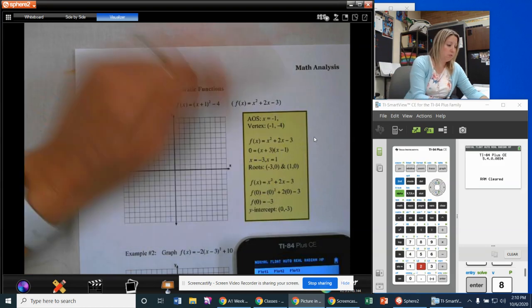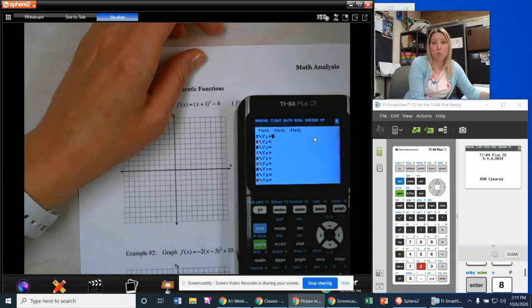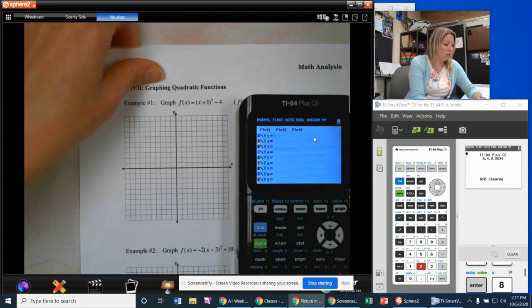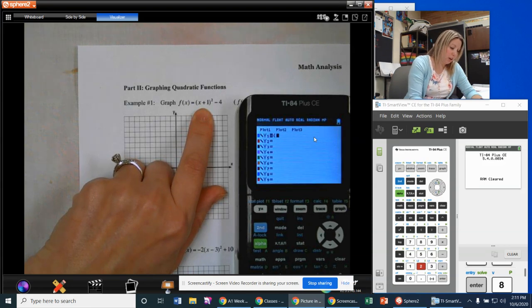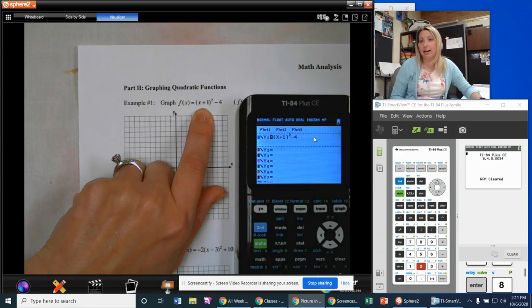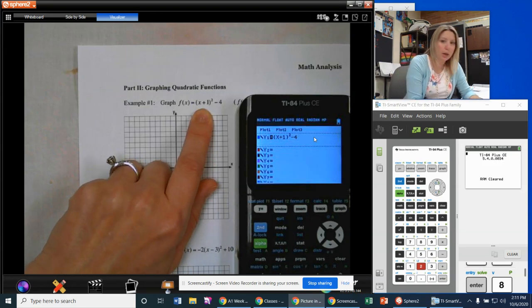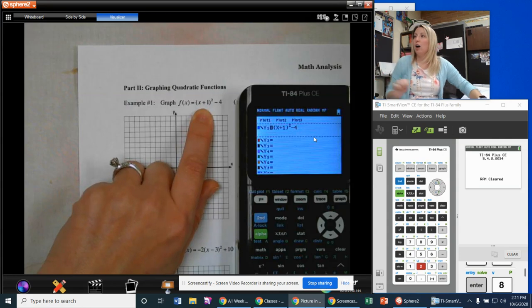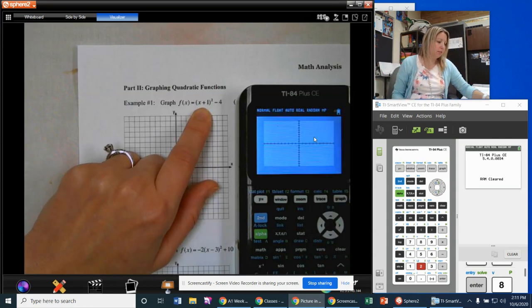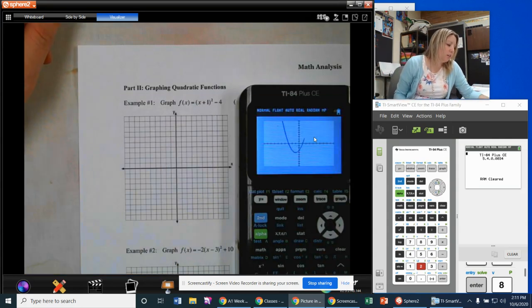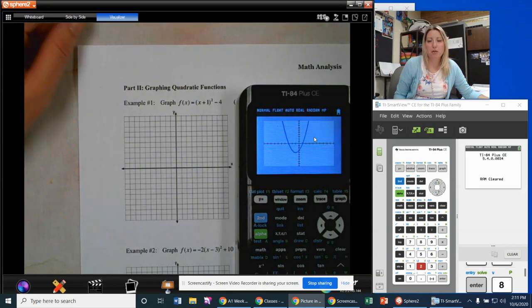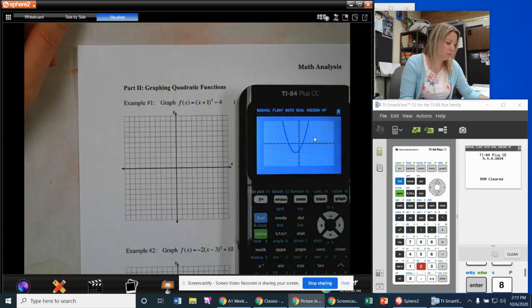You use this guy, press y equals, and plug the equation in. So I'm going to do this equation right here: (x plus 1) in parentheses squared minus 4. Got it. Okay. Let's press graph to see it. Oh, prettiest parabola in the world. Yeah, maybe not the whole world, but pretty close.